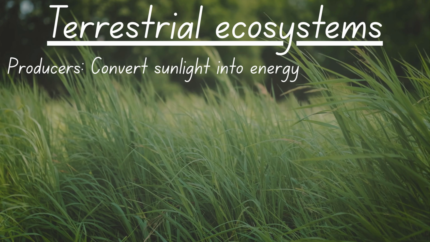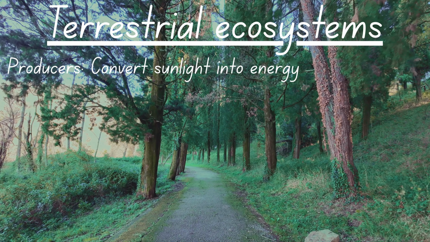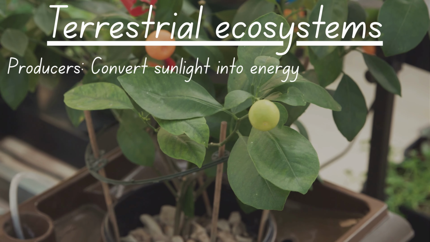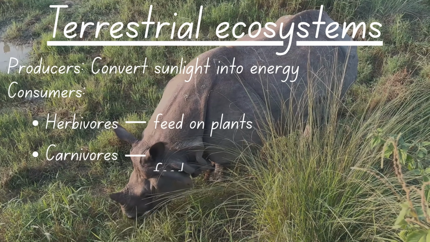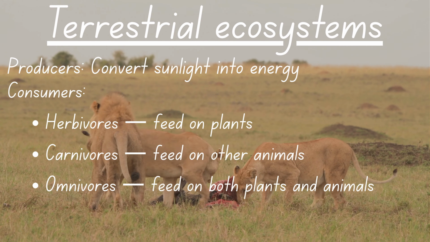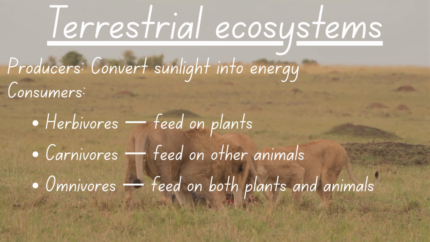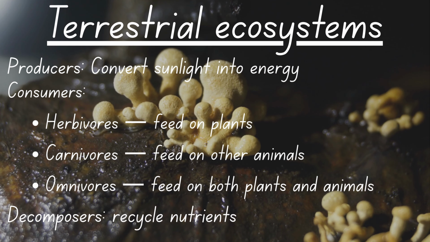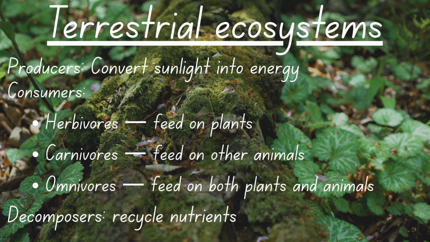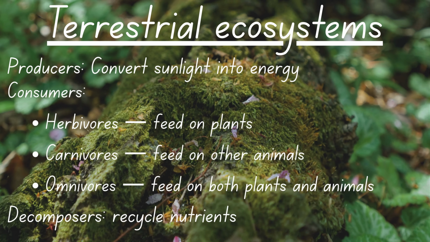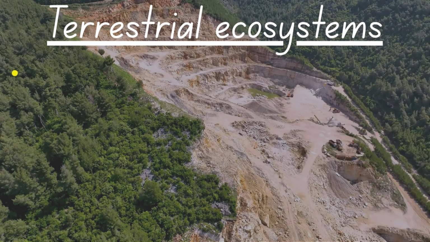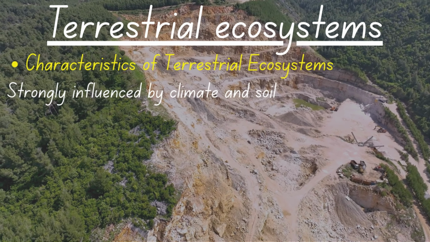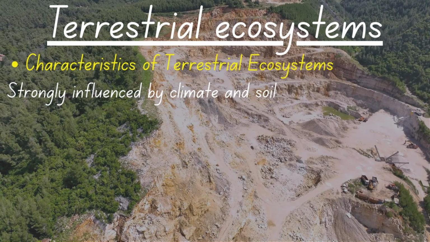Producers, such as grasses, shrubs, and small woody plants, convert sunlight into energy through photosynthesis, forming the foundation of the ecosystem. Consumers, herbivores, carnivores, and omnivores, feed on plants and other animals, maintaining a balance in the food chain. Decomposers, including fungi and bacteria, recycle nutrients by breaking down dead organisms, sustaining new life. Terrestrial ecosystems are characterized by this intricate balance between climate, soil, water, and living organisms.